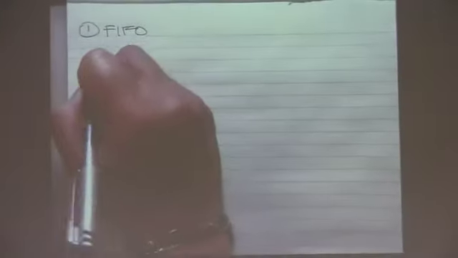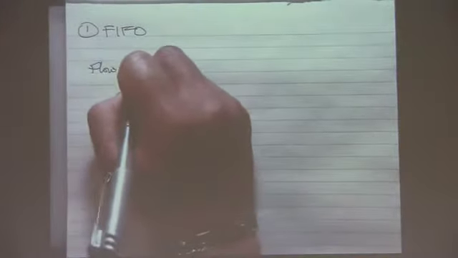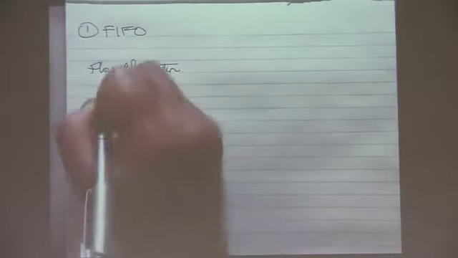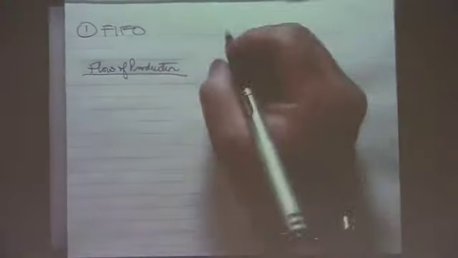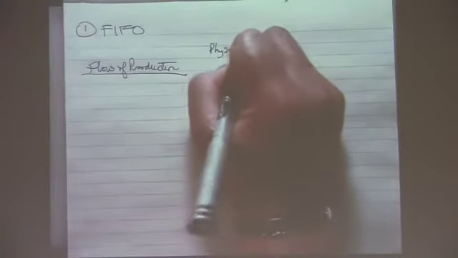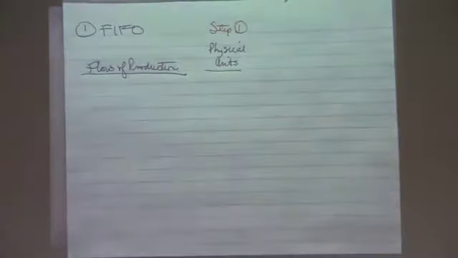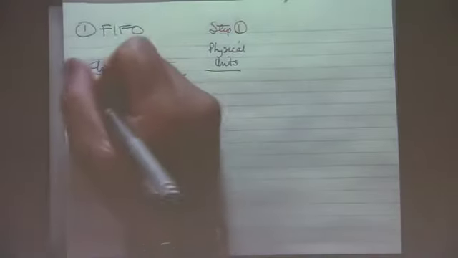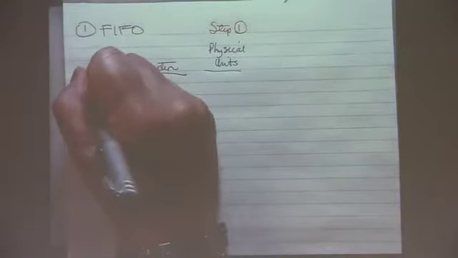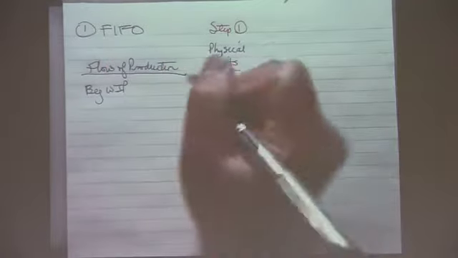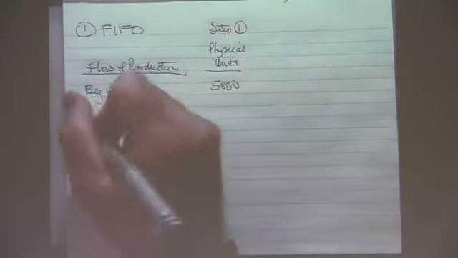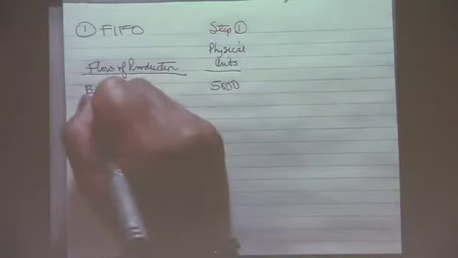And again, we're going to do the 5 steps that we talked about. So we're going to look at the flow of production. And we need to figure out the flow with respect to physical units. And this is really step 1. So we start with beginning work in progress. Beginning work in progress, we knew we had 5,000 units in there. And how many were started in the current period?